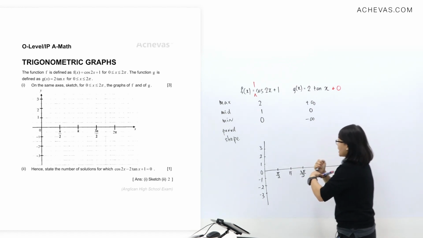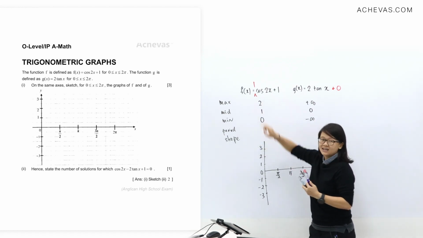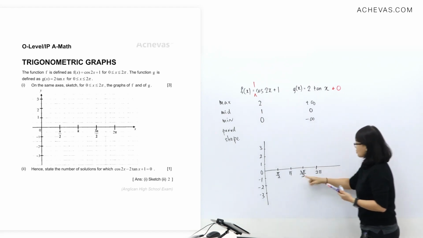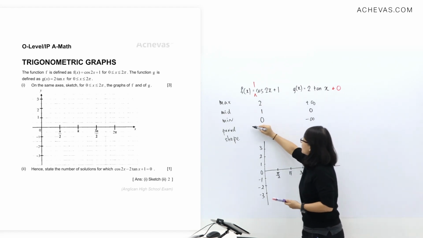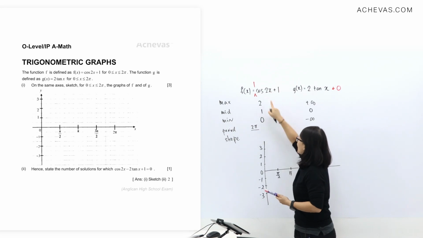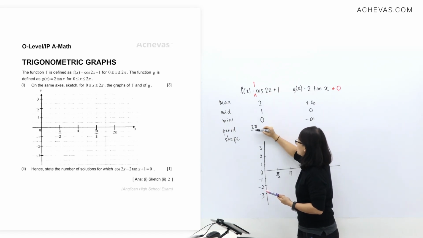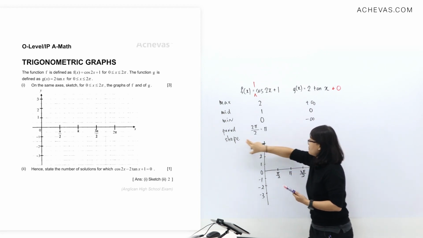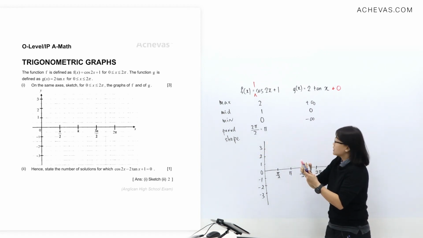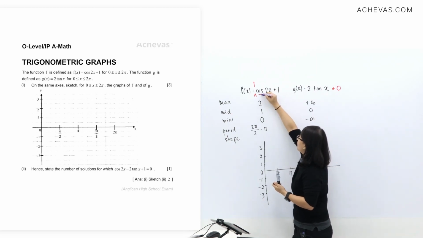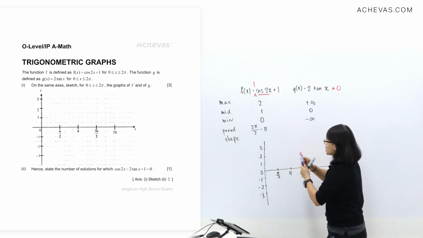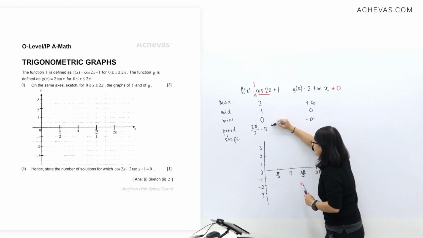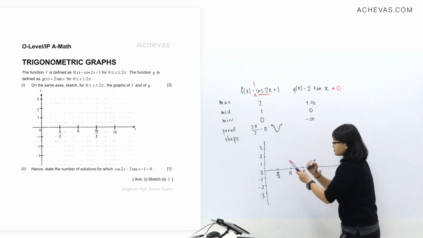Next, let's take a look at period. For the cosine graph, since we are drawing in radian mode, I'm going to take 2 pi divided by the number beside x, which is 2. So it's going to be pi. So I'm going to draw the shape next to this period here. Notice that this is a positive cosine graph, so the shape of a positive cosine graph will be this one here.